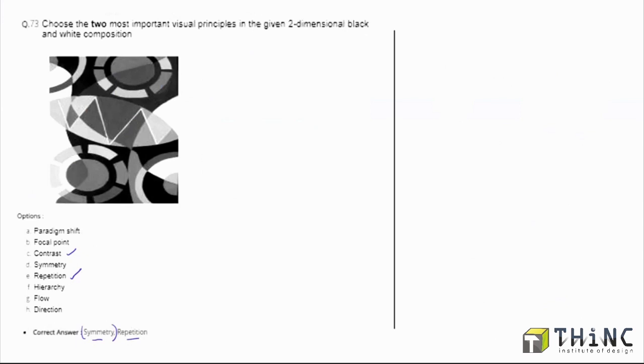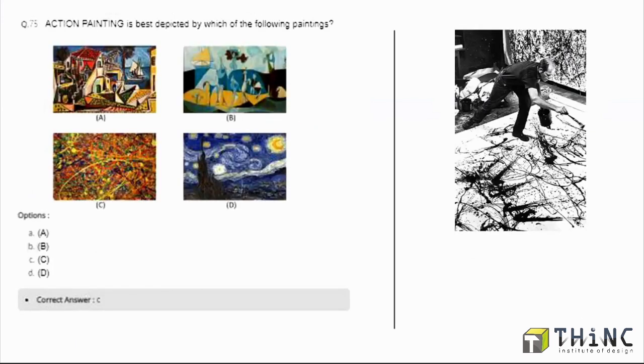Okay. Moving on to the next question, number 75. Action painting is best depicted by which of the following paintings? Option A, option B, option C, and option D.